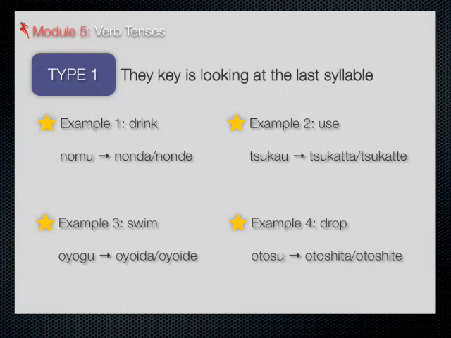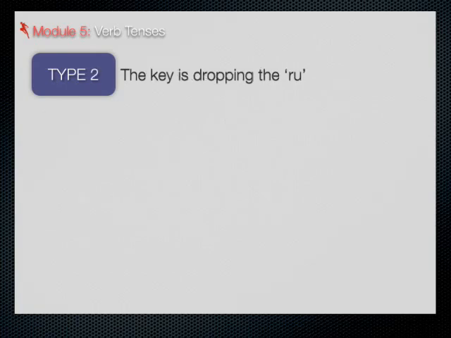All right, so that's the way to use that chart on that previous page. And I recommend going to the dictionary, finding a few verbs, and trying a few of these out. Now let's look at type 2 verbs. As you may recall from Module 4, the key to conjugating type 2 verbs was just dropping the ru. And luckily for us, it's the same for the te form and ta form.